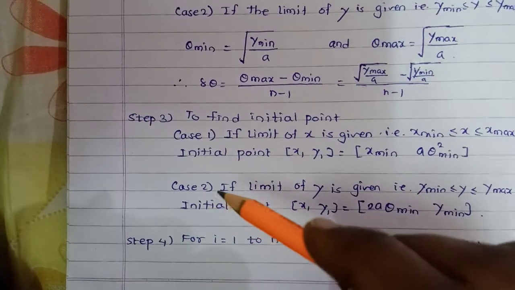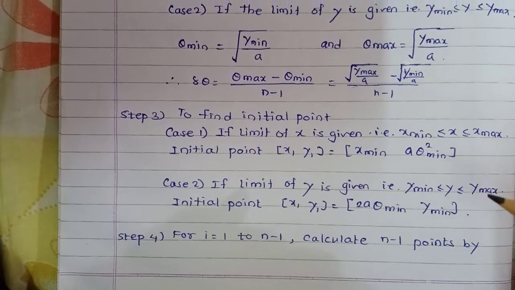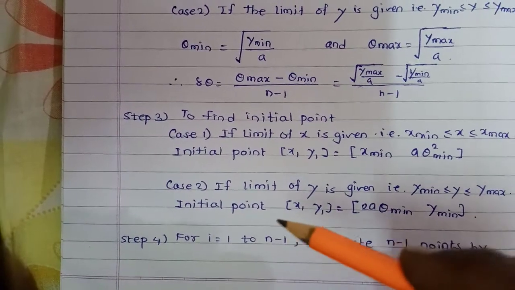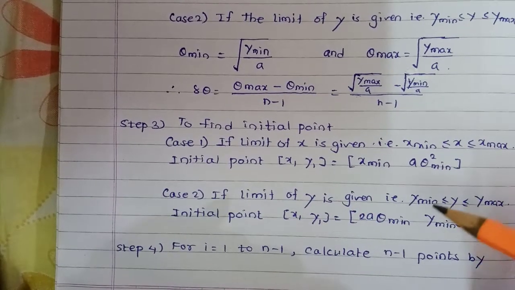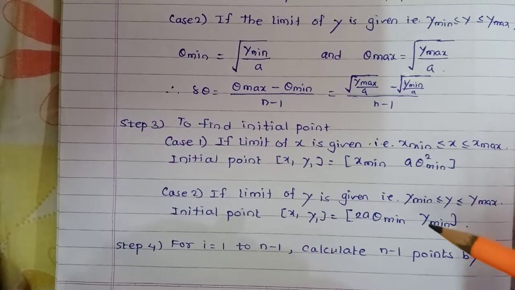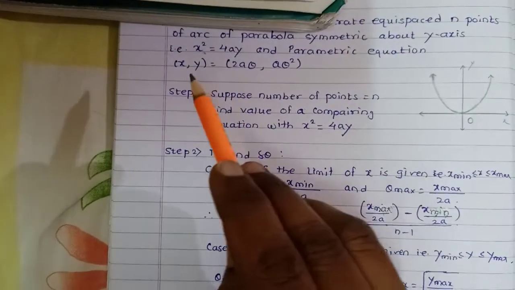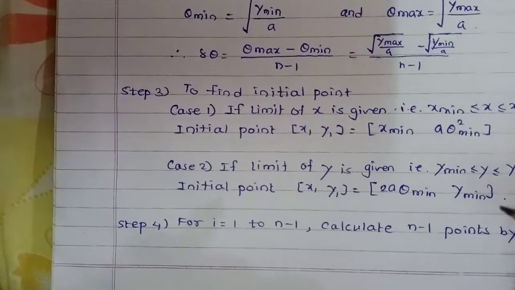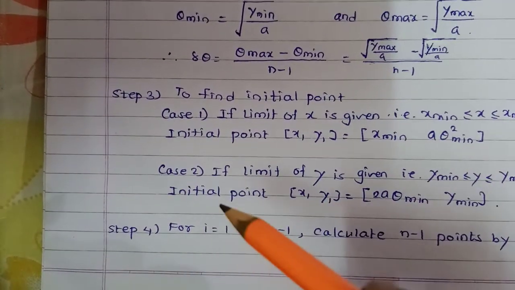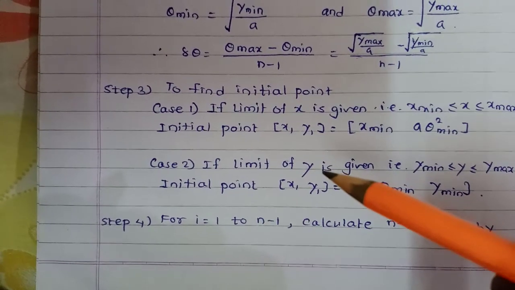And in the second case, if the limit of y is given, that is y min less than or equal to y less than or equal to y max, then the initial point x1, y1 is such that, since the limit of y is given, we keep our y coordinate as y min, and for the x1 value we consider the parametric equation of the x coordinate, 2a theta. So instead of theta we consider only theta min. In this manner we find the initial point, whether the limit of x is given or the limit of y is given.